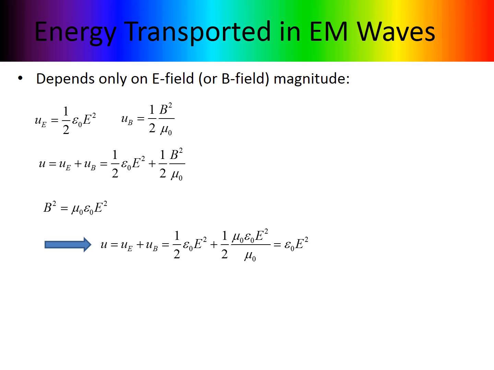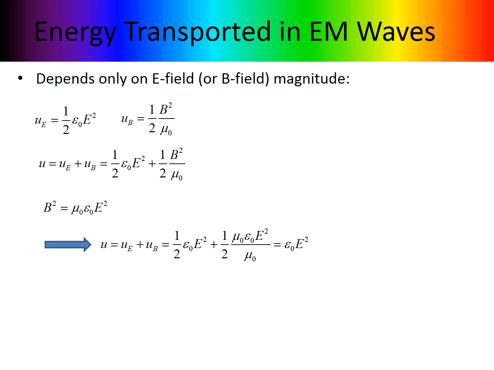So now we need to look at energy transported by electromagnetic waves. And as we said before, these waves consist of a magnetic field and an electric field, each in phase with each other, each carrying a certain amount of energy. So we can add those two energies together.